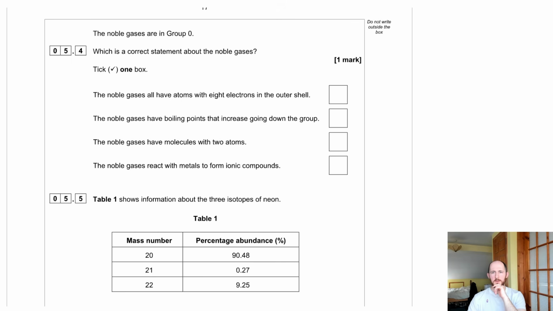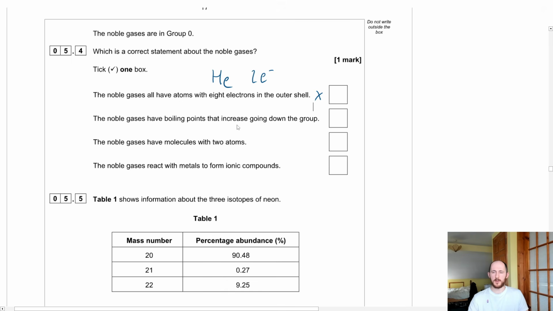Here we have a little bit of a multiple choice. So the noble gases are in group 0, or group 8, depending on what you want to call it. Which is a correct statement about the noble gases? Tick one box. The noble gases all have atoms with 8 electrons in the outer shell. I can see why you'd think so, but remember, helium is a noble gas and it only has 2 electrons in its outer shell. Remember, this is actually why we don't normally call it group 8 elements, because there aren't 8 electrons in all the outer shells. It just means that the outer shells are full. And sometimes, in the case of helium, that means there's 2. So it's not this one.